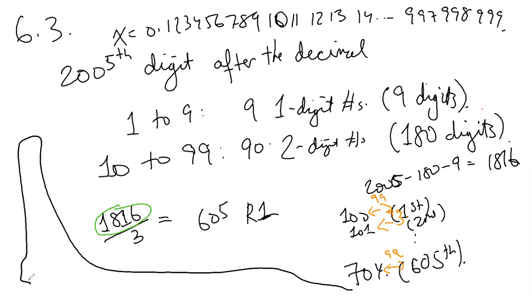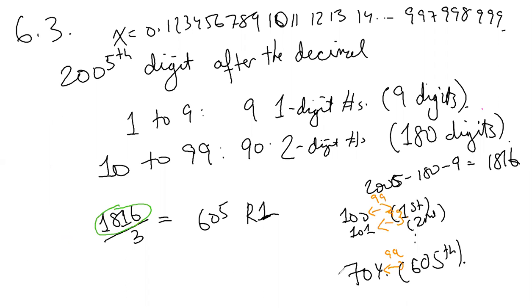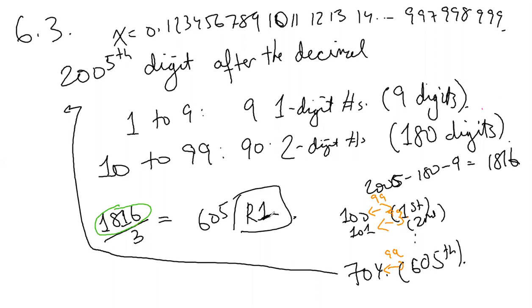So we know that at this point, we've completely written 704, and we still have 1 digit left. That's what this remainder 1 means. We have 1 digit left. So we're going to start writing 705, except we don't actually write the 0 and the 5, because once we write the first digit 7, it's done. That's our digit. So we know the answer is 7.